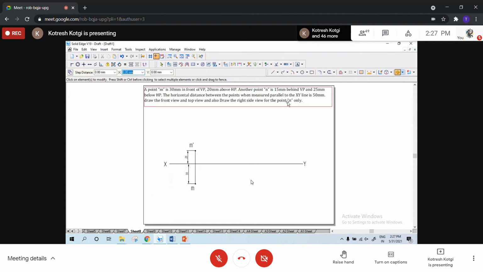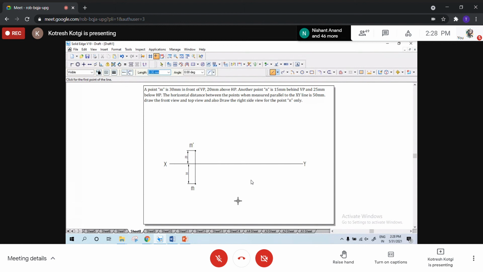Okay. And then I'll fix the dimension 50, that is between the end projectors. That is possible in software: I can draw the front view and top view of N first, and then fix the distance between end projectors as 50. But when you're drawing manually, just draw a thin projection line or measure 50 mm along XY line, and then draw a vertical projection line, and then measure 15 and 25 mm behind and below HP. Okay, then you can show it.